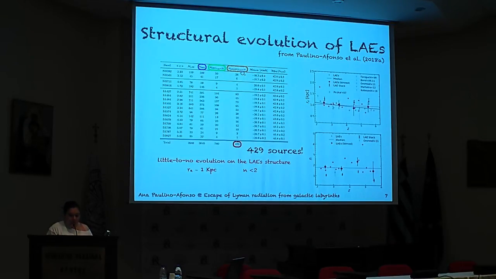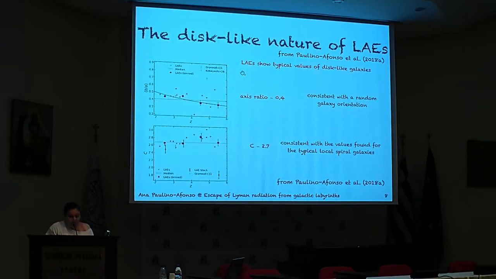So we have 429 sources, and when you try to understand how they evolve in radius and in profile, we see there is little to no evolution in radius and in the profile. So we have an effective radius of about 1 kiloparsec, and the Sérsic index below 2. But you want to understand this more efficiently, so we also have a look at the axis ratio, and the axis ratio is consistent with a random galaxy orientation.